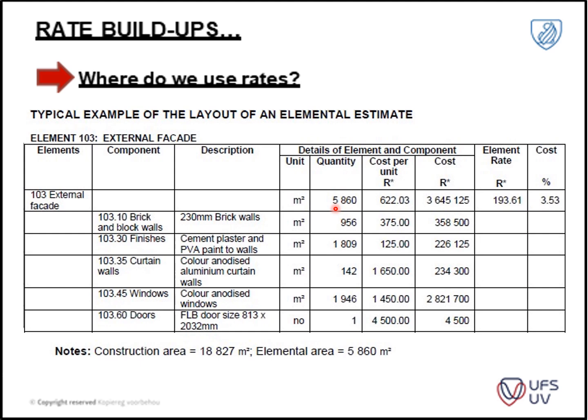So you want to get to a point where if you only do your estimate up to the evaluations section, you will use these rates that you've built up to do that type of estimation. So it's related to your component way of measuring. Okay, so just take note of this. The construction area of the entire building is this, but your element area, so your brickwork, is only this 5,860. So just be mindful of that, especially for your assignments as well.